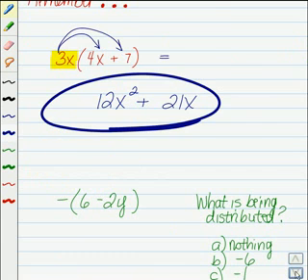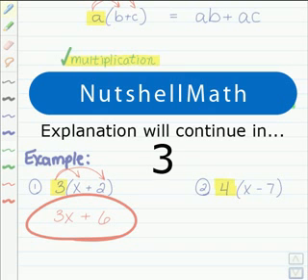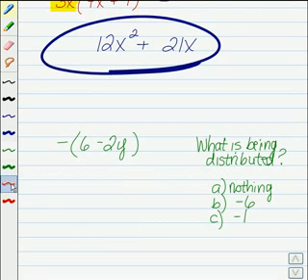Now if you take a look at this one, it's often confusing for people. What is being distributed here? I want you to answer that question by answering A, B, or C at the bottom of the screen. In this example, there's really a -1 that's being distributed to both terms. What that really does is just change the sign, making it -6 plus 2y.